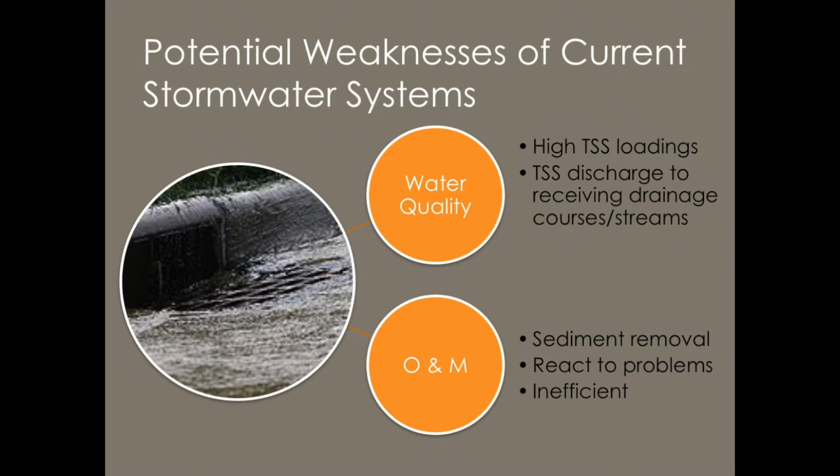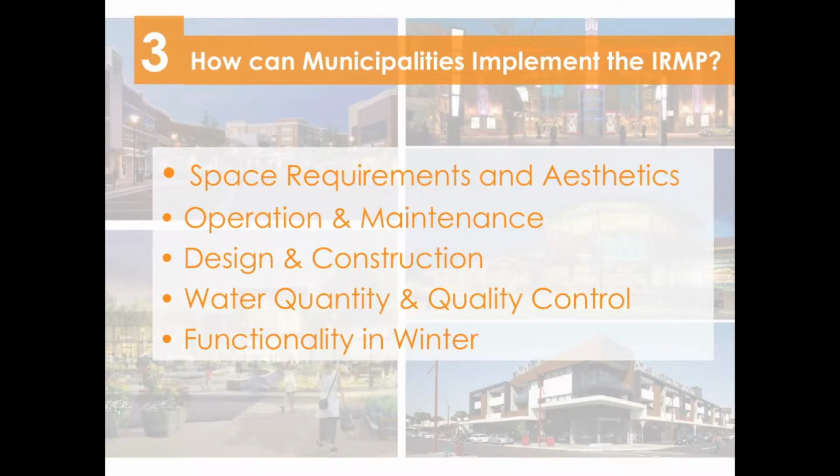And then another potential problem with the current system is trying to remove the sediments in the storm system. It's been shown that the further the sediments get down your system, the more and more expensive it is to remove these sediments. So if we can remove them at the source, prior to the end of the pipe system, it's going to save us a lot of money in the future. So how can municipalities implement the ideas from an IRMP? There's no cookie cutter solution to stormwater runoff.